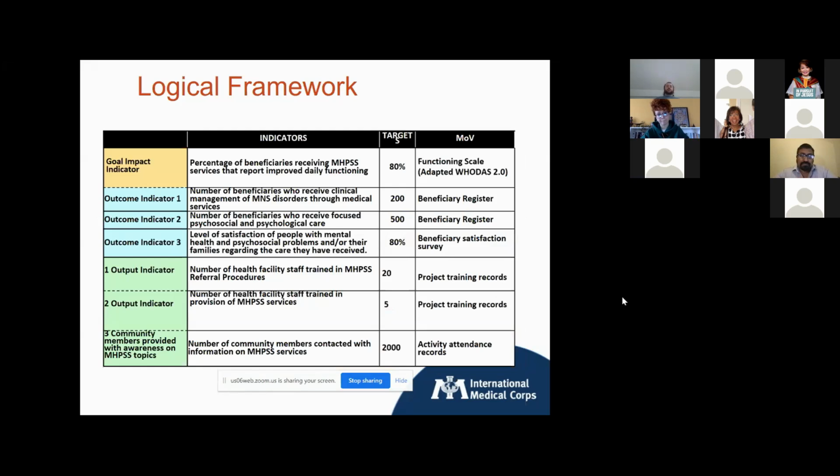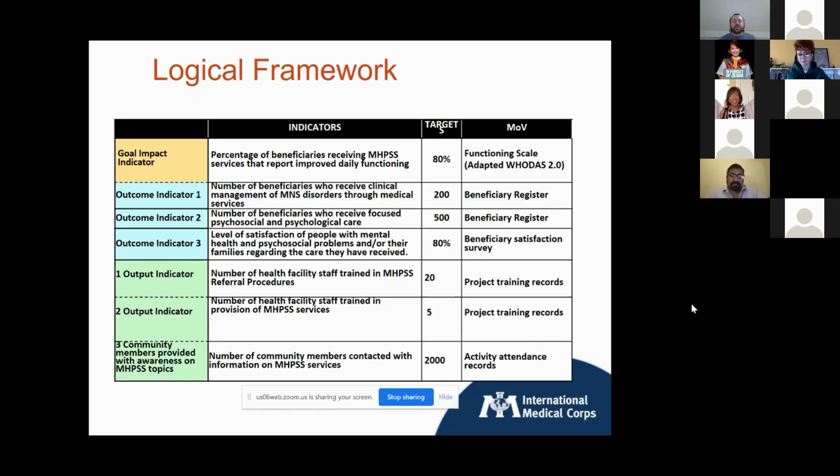And here for the most important part of this case study is this section of the logical framework, where we will go through the indicators related to the goal, the outcomes and the outputs, measuring targets, and the means of verifications that have been decided upon and used.